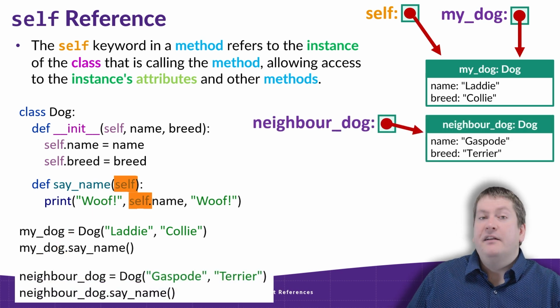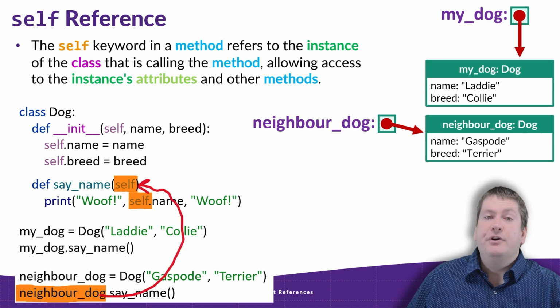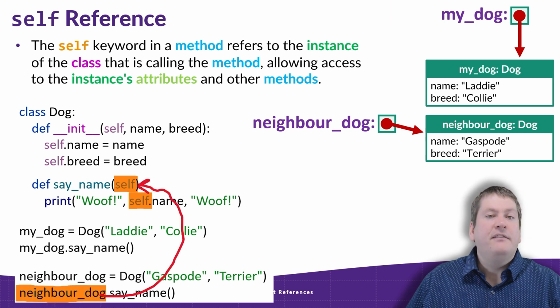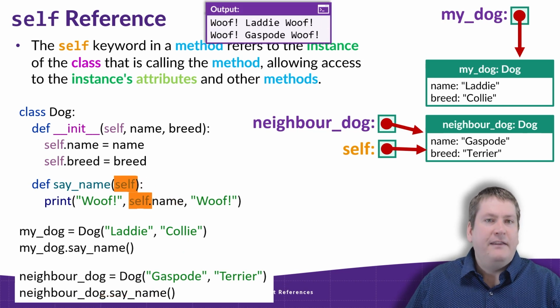Now let's say we had a second instance of the dog class, neighborhoodDog again. Now when we call sayName on neighborhoodDog, what's going to happen is the reference to neighborhoodDog is going to be passed as an argument to the self parameter. So now when this method is called, self isn't going to be equal to myDog, it's going to be equal to neighborhoodDog. So we're going to have a new reference to the neighborhoodDog object. So when we call this, it's going to print out the name of the neighborhood dog instead of my dog. So that means our output is going to look something like this.